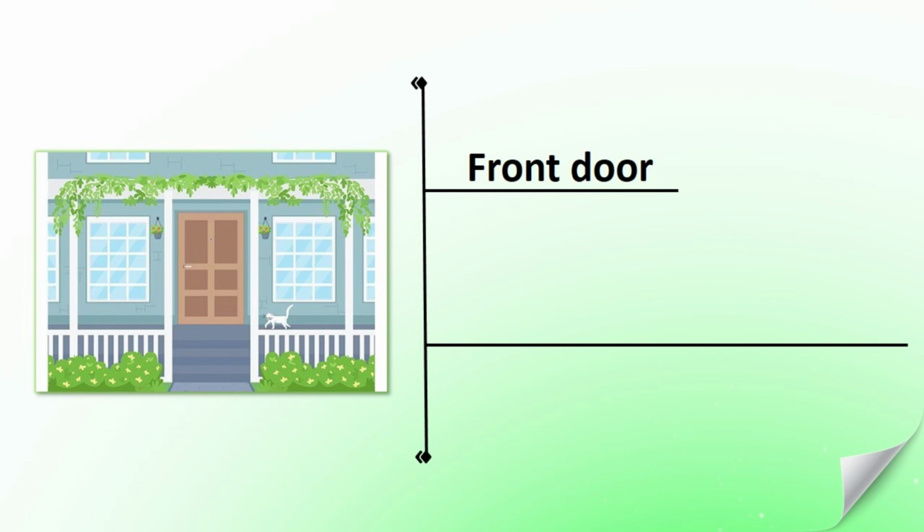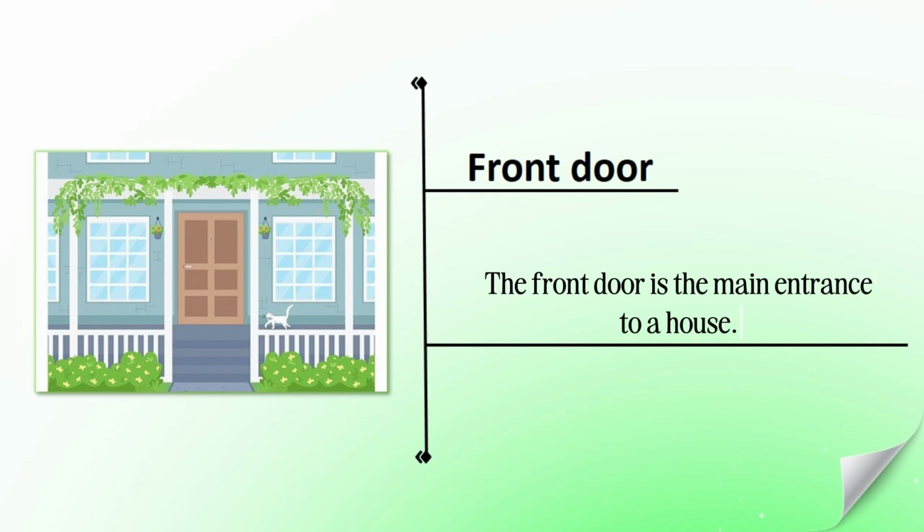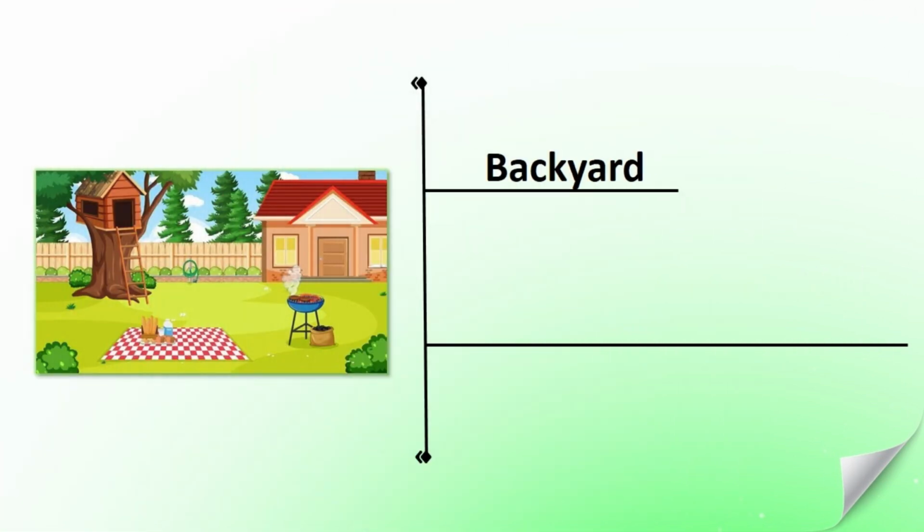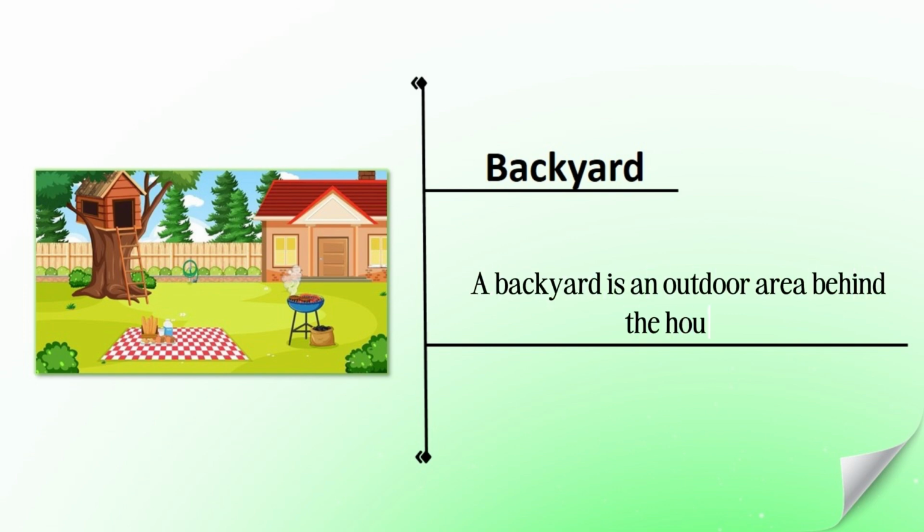Front door. The front door is the main entrance to a house. Backyard. A backyard is an outdoor area behind the house.